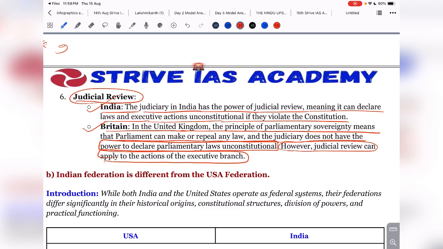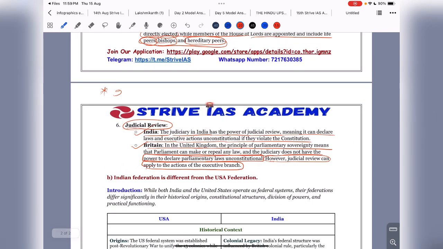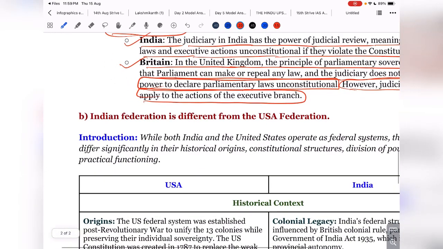And one more point you can note down: in Britain there is the concept of legal accountability. Legal accountability means that every act that is passed by the queen or king needs to be signed by the concerned minister. So in case it goes wrong, it is the individual minister who is held responsible. So it is called legal accountability. That concept is not available in India. The next second part will discuss how the Indian federation is different from the US federation.